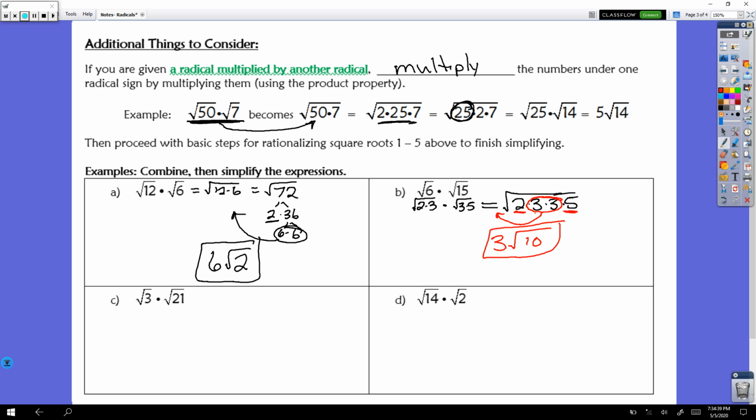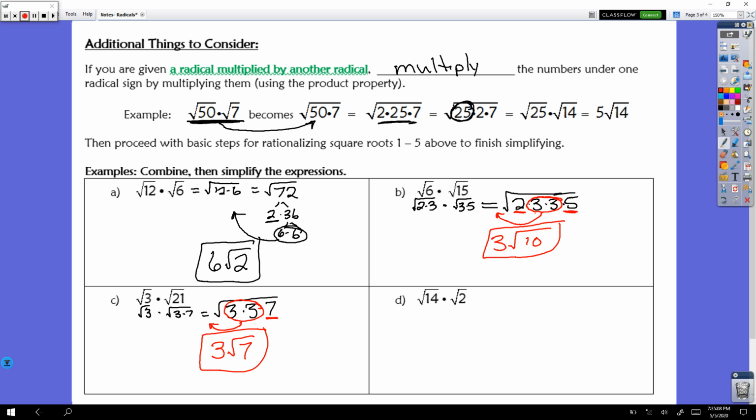Looking at C, if we do the breakdown method, the square root of 3 would just be the square root of 3. The square root of 21 would be 3 times 7. So putting it all together, 3 times 3 times 7. Circle our pairs, underline our leftovers. So that goes out front, and we have 3 square root of 7.